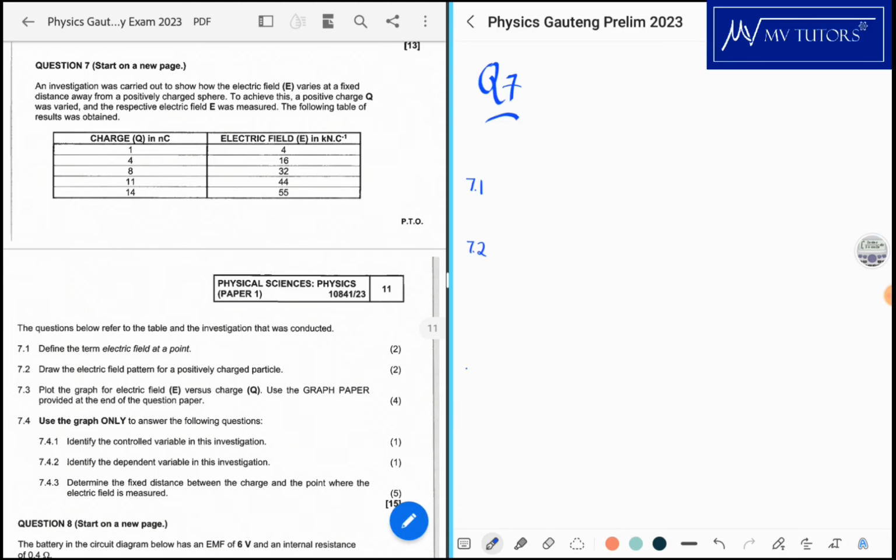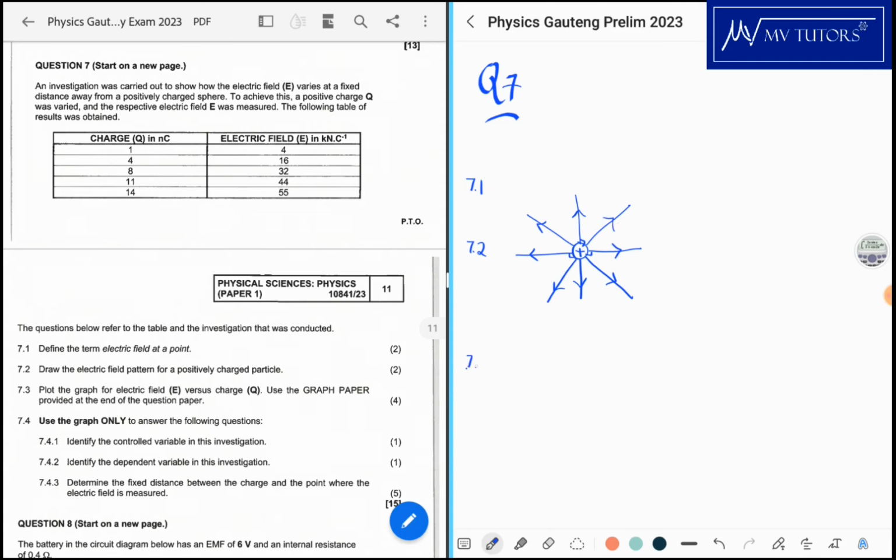7.2, draw the electric field pattern for a positively charged particle. Okay, so let's say you have a positively charged particle, and remember, as you draw the electric field lines, they're actually perpendicular to the surface of the positively charged particle. With a positively charged particle, you have the electric field lines pointing outwards. Had it been negative, it would be pointing inward.